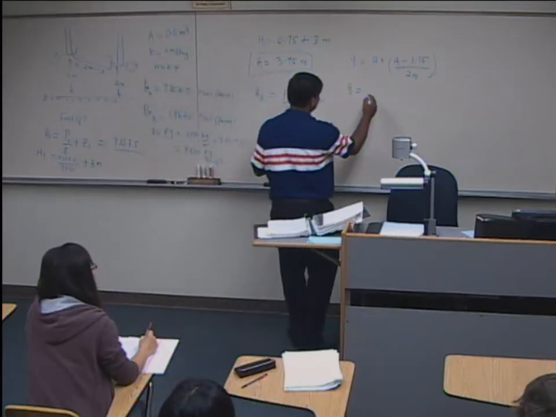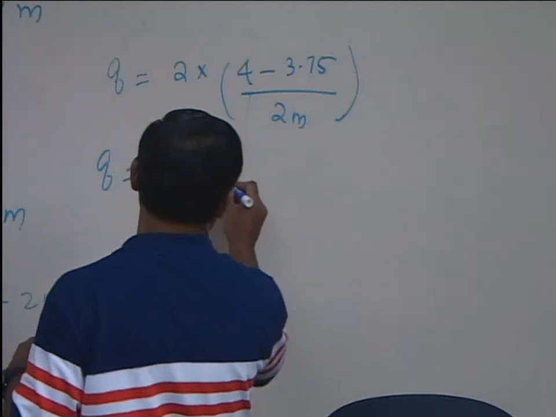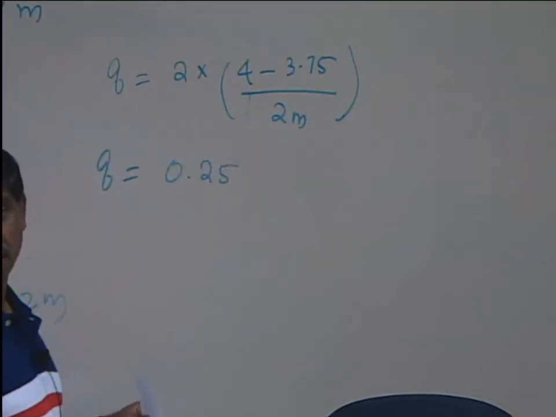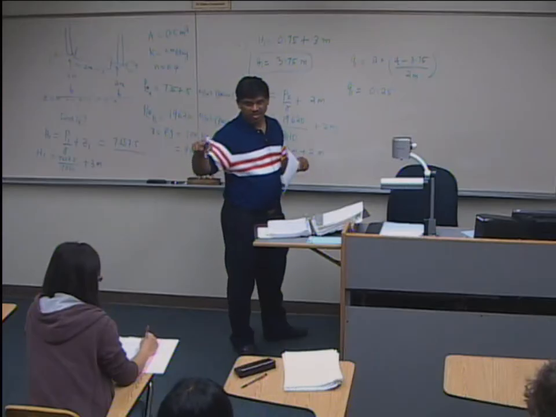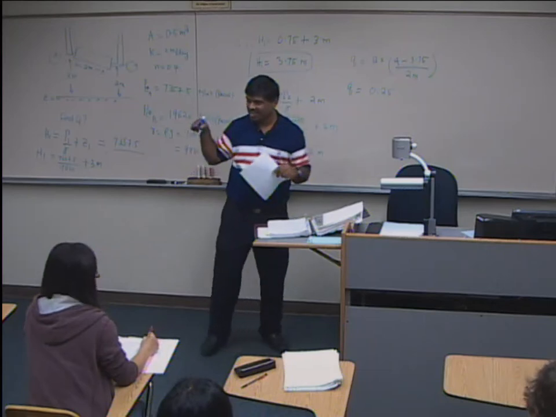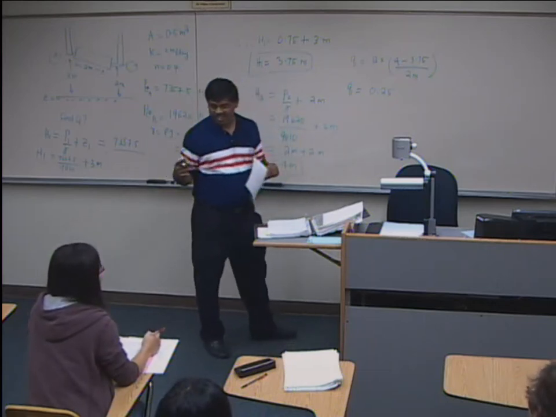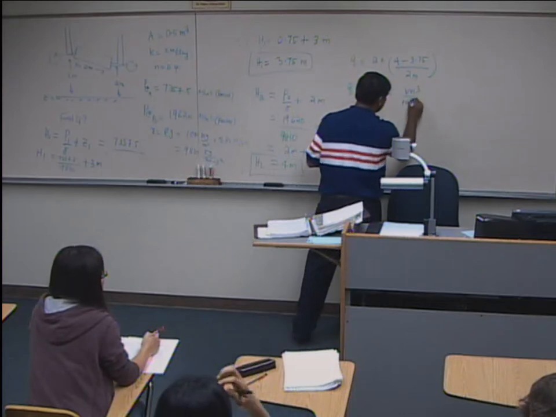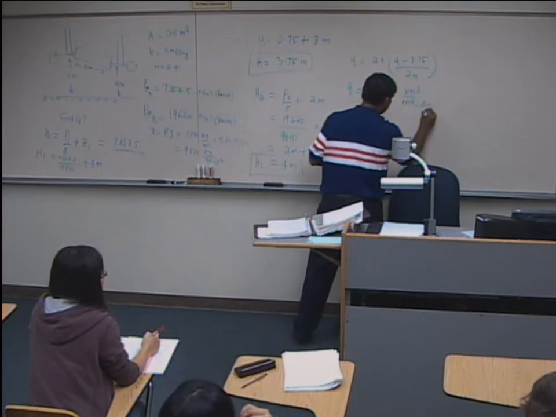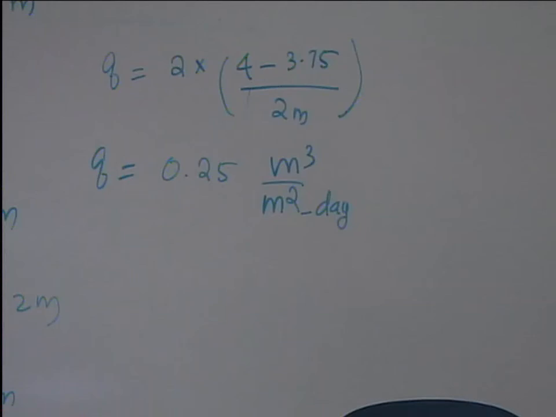0.25. What is the unit? 0.25 what? Okay. Meters cubed per... You got a 0 right away, okay? Because you lost the entire point of the whole lecture. It is meters cubed per meter squared per day. Okay, that's a flux.